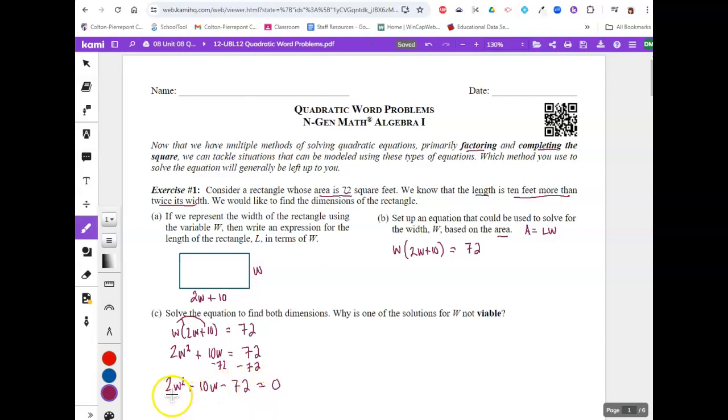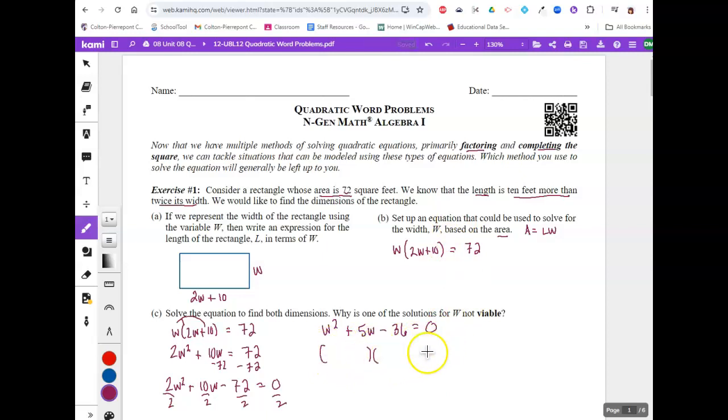All right, now notice something about these numbers, 2, 10, and 72. They all divide by 2. So let's do that. We're going to divide everything by 2. Make sure you divide the 0 as well. So that gives you W squared plus 5W minus 36 is equal to 0. Okay, so now it's a quadratic equation. It's equal to 0. I'm going to do this by factoring.